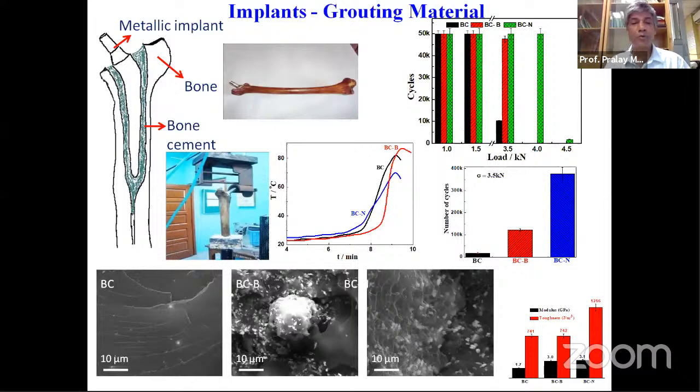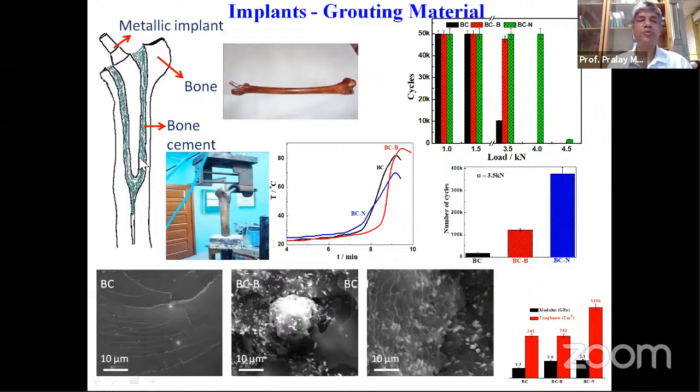And now I'll talk about something just very briefly. We have some activity on implants. Implants are being used when there is a fracture of the bone. So this is a normal bone. If there is a fracture here, doctors put a metallic implant, which can hold the two different broken parts.